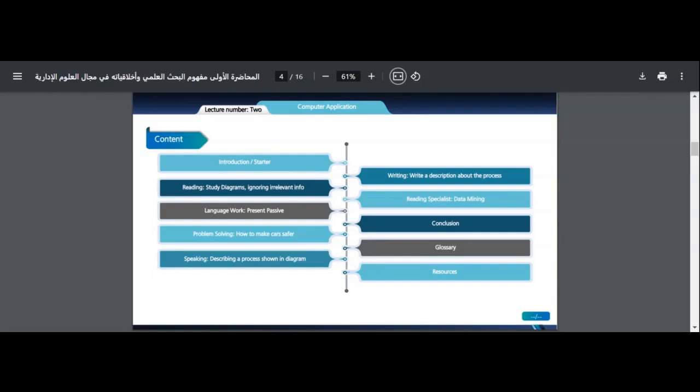In the speaking part, we will discuss a process shown in the diagram. You will talk and discuss the process of the diagram. And in the writing part, we will write a description about the process.